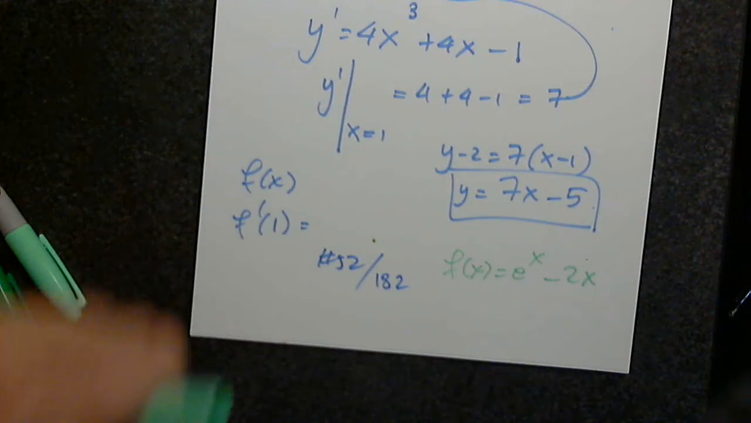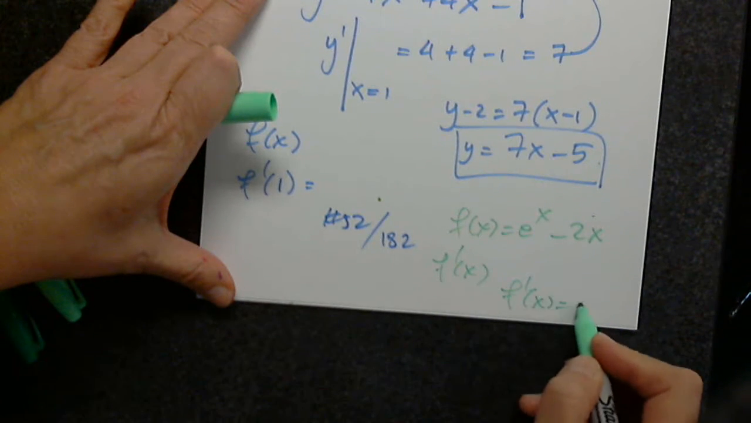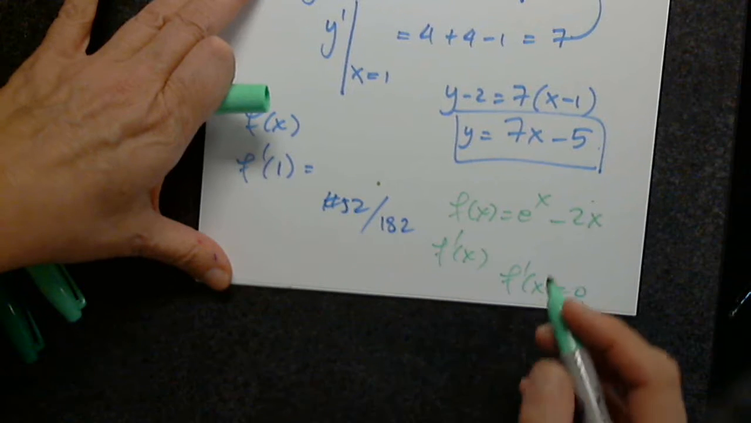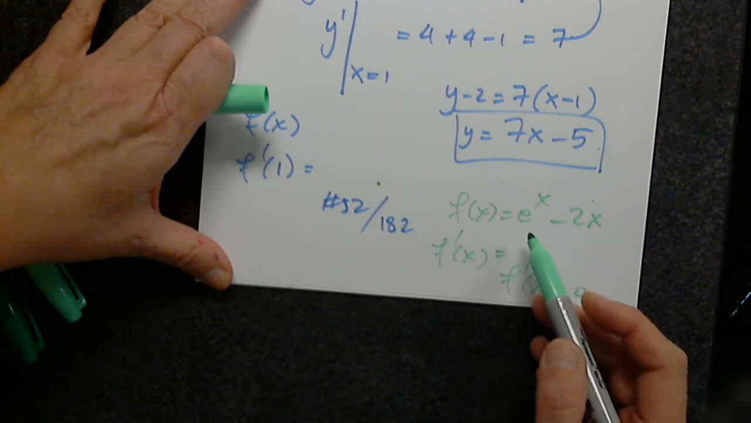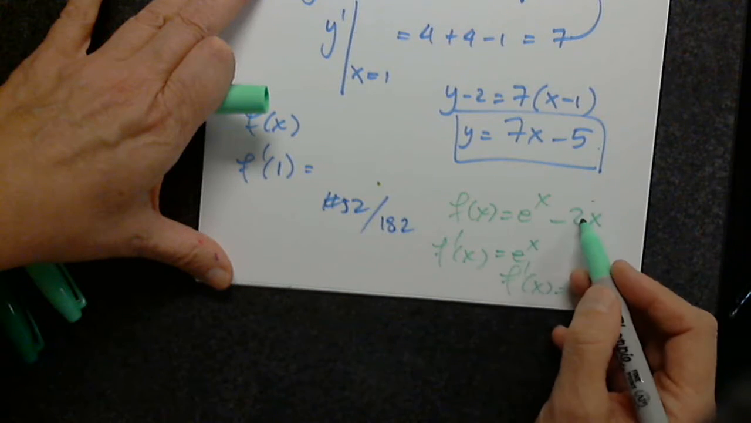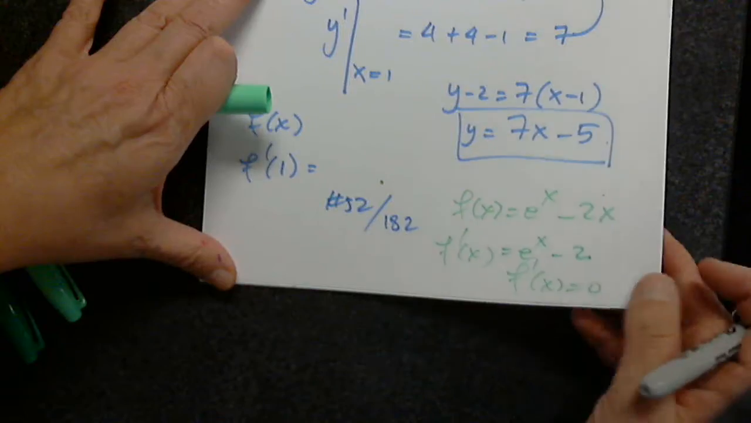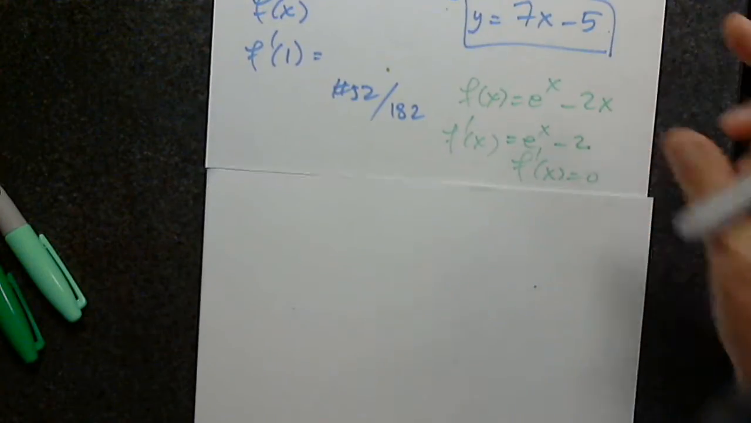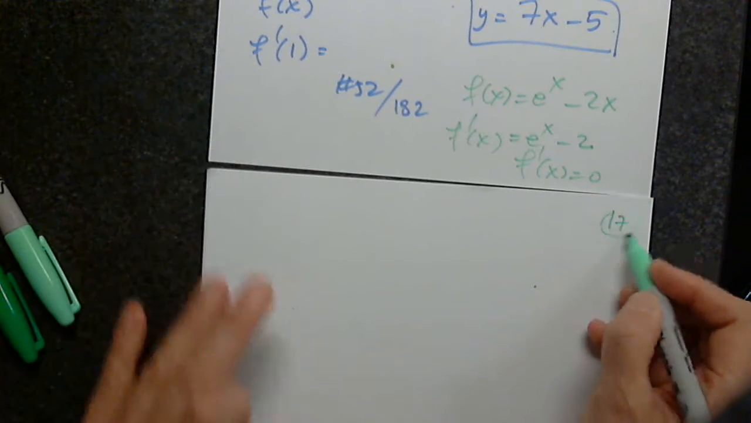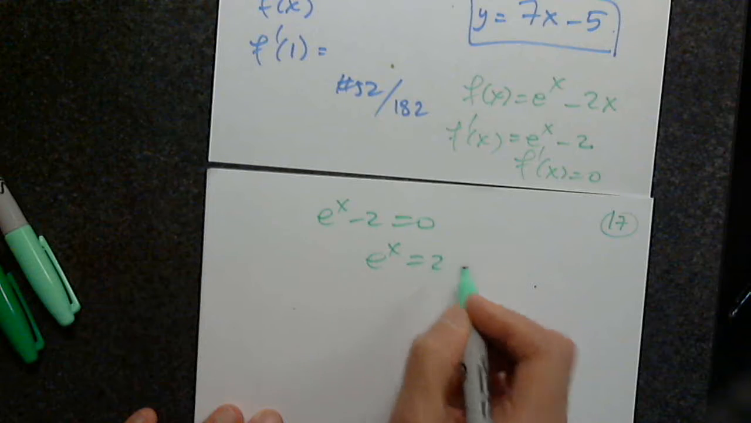So I have to find f prime of x, and then set f prime of x equal to 0. Here, the derivative of e to the x is e to the x, and the derivative of negative 2x is negative 2. So all I have to do is set them equal to each other: e to the x minus 2 equals 0, or e to the x equals 2.